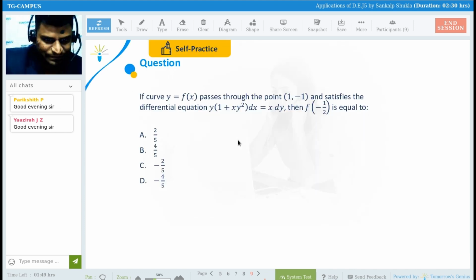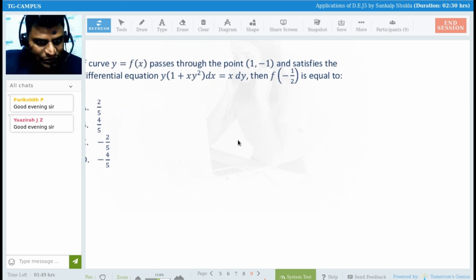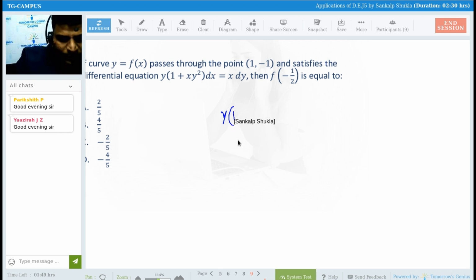Okay, fine. See, so now we'll be solving some word problems. If the curve y is equals to f of x passes through the point minus 1 comma minus 1 and satisfies the differential equation y into 1 plus x y square dx is equals to x dy, try this question with the help of the trick, with the help of exact differentials.